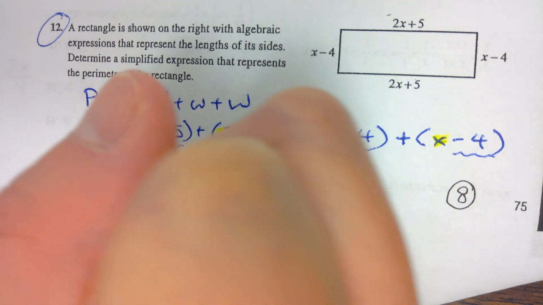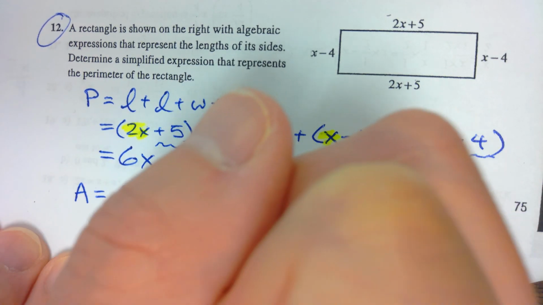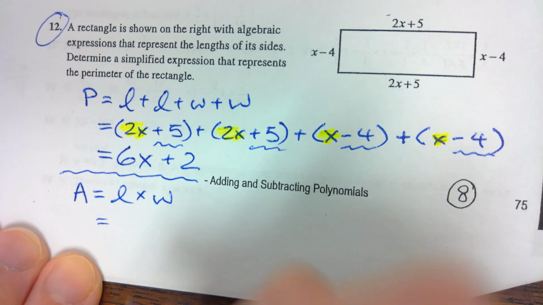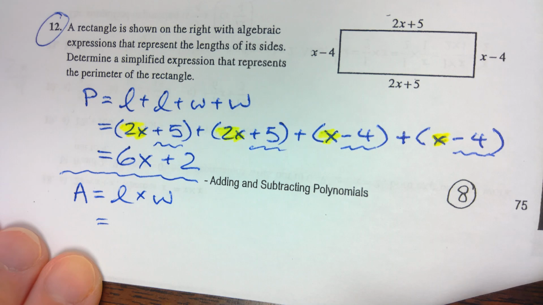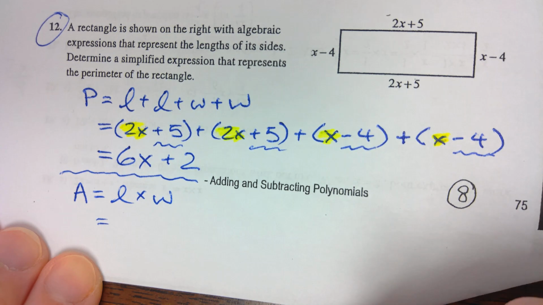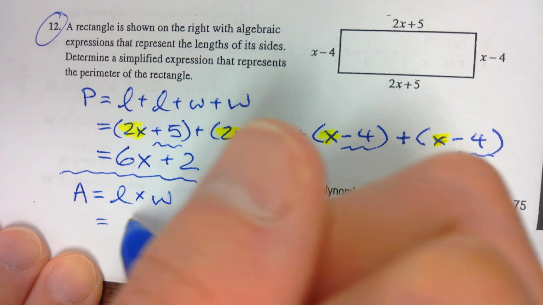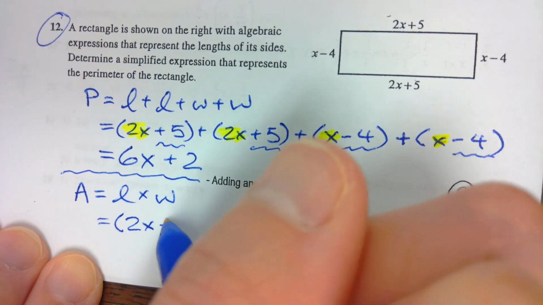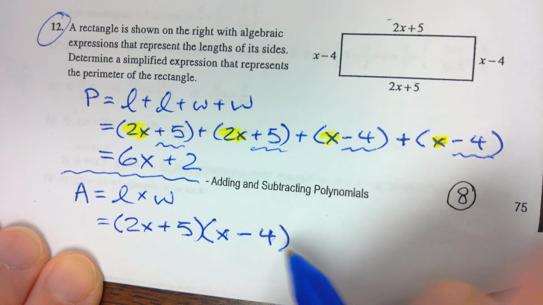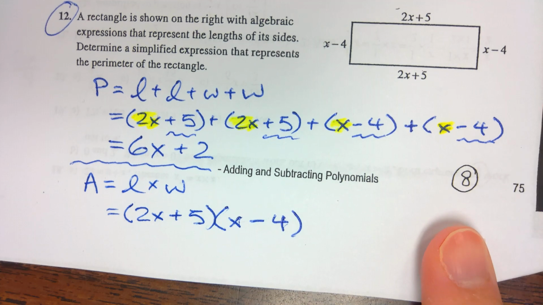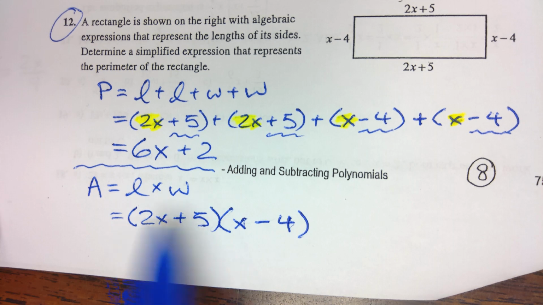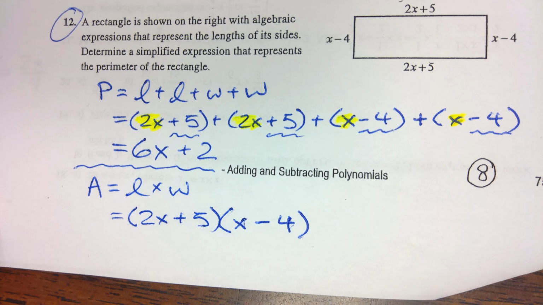Okay. So area is length times width. So if I were to do this, this is actually grade 10 for polynomials. Technically, yeah, you could do it in grade 9 too. So 2x plus 5 times x minus 4. This would be to find the area. So as an extension, you don't have to know this for grade 9.